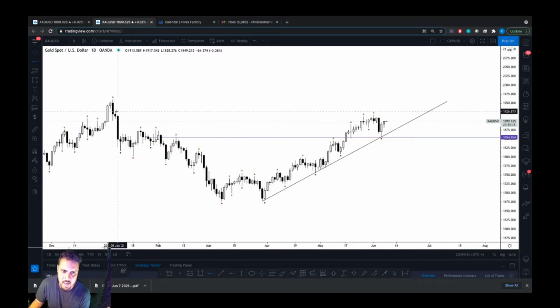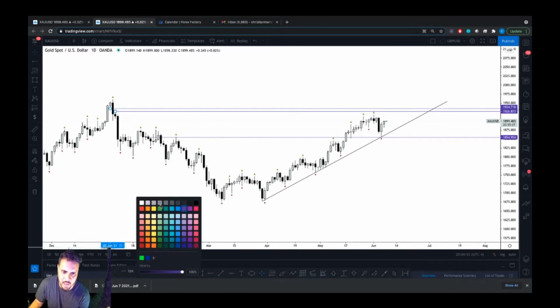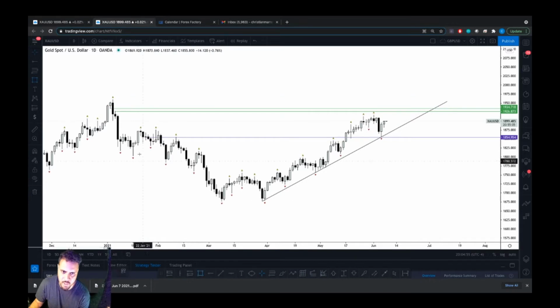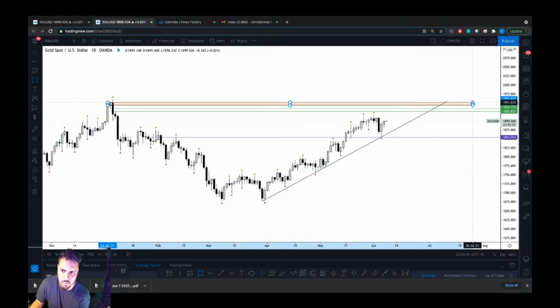These points right here. This is our fair value gap. All right, and of course we also have our bearish order block. So all in all, we have these levels that we're looking to target for this week. We are trying to get at least to the 1926 to 1950 area for this week on gold.